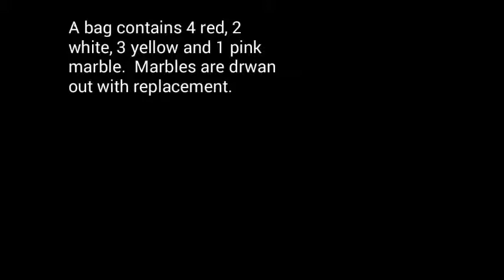Alright, so we have a bag that contains 4 red, 2 white, 3 yellow, and 1 pink marble. Marbles are drawn out with replacement. So the key here is with replacement. And like I said, we're just going to be doing independent. And independent means we replace it, meaning the second event isn't affected by the first. So first we figure out how many marbles we start with. So we got 4, 5, 6. 6 plus 3 is 9, plus 1 is 10. So we've got 10 marbles in the bag. So we're going to take one out, and then we're going to put it back in.